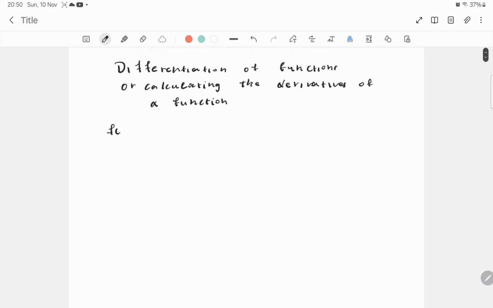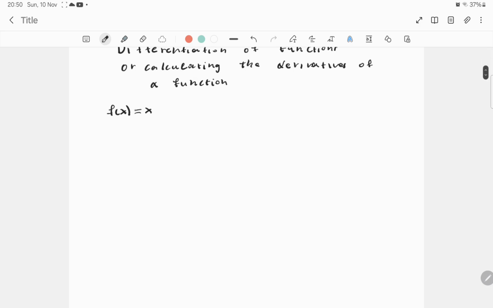Let's assume that we have f of x equals x. The derivative of this function with respect to x, this is the Leibniz notation, or you can write f prime of x, this is the Lagrange notation, equals 1.